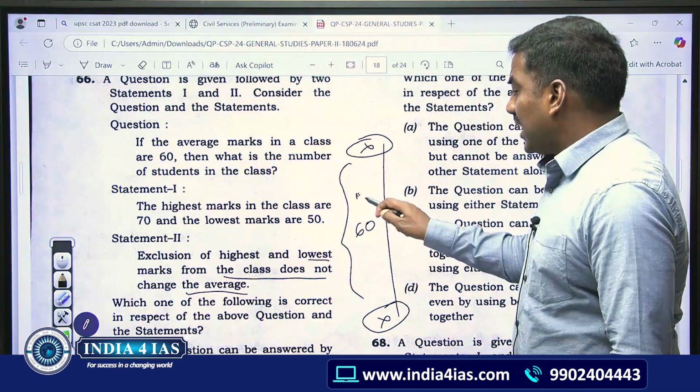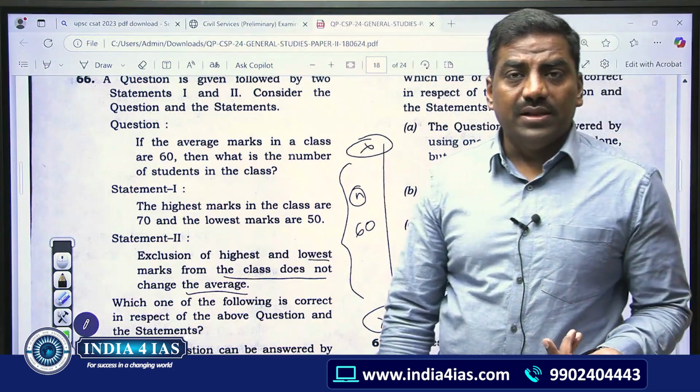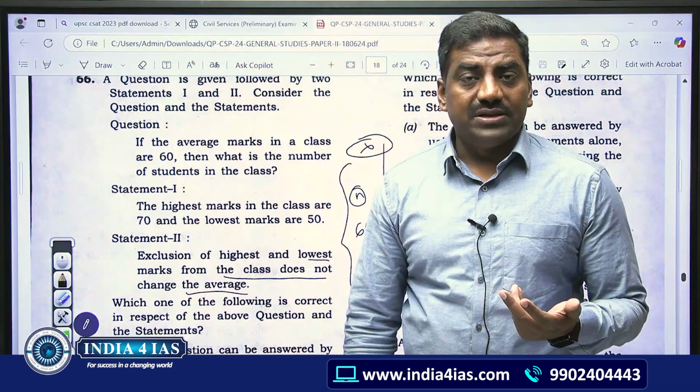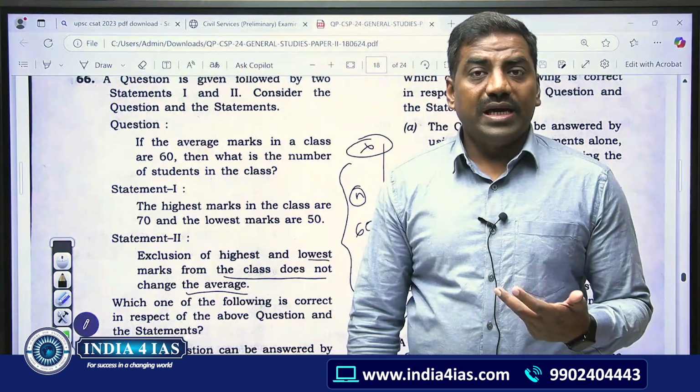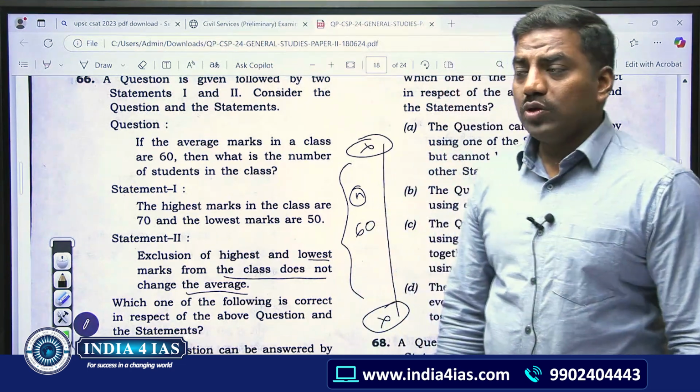But here there can be n number of students. Even with one student, I can maintain this average. Even with 100 students, I can maintain this average. Even with 1000, we can maintain this average. In this case, we cannot conclude how many students there are.